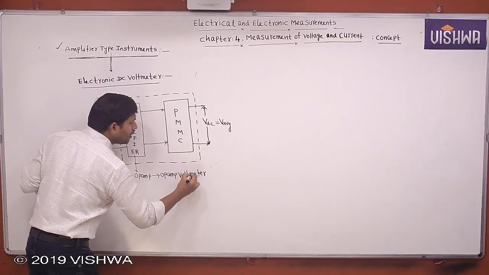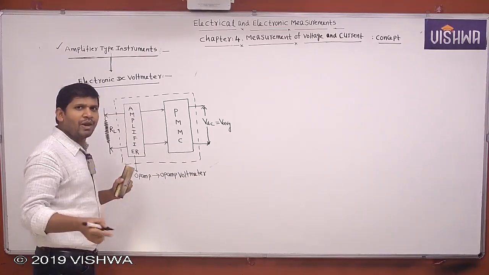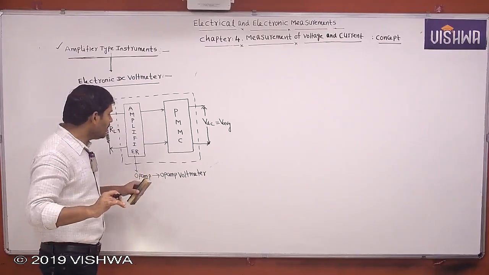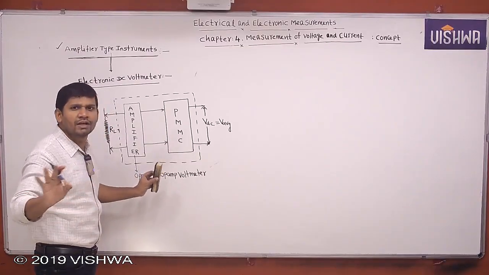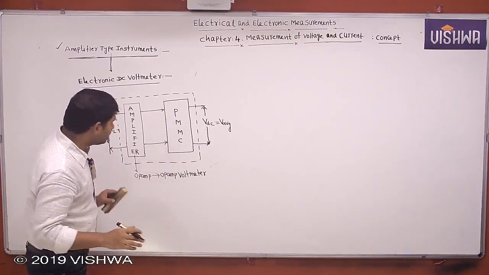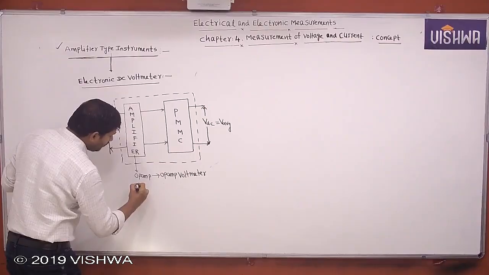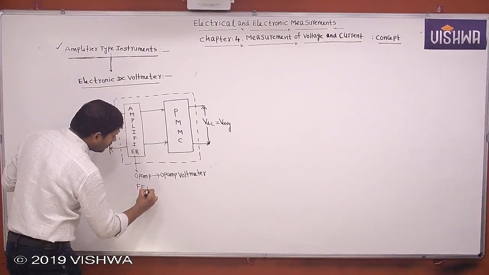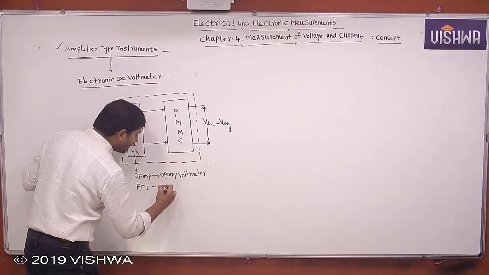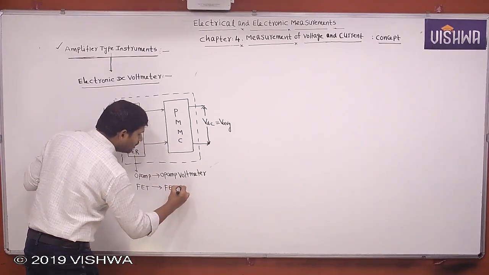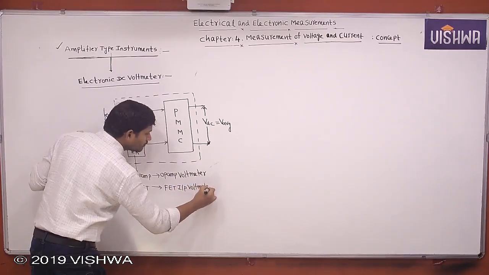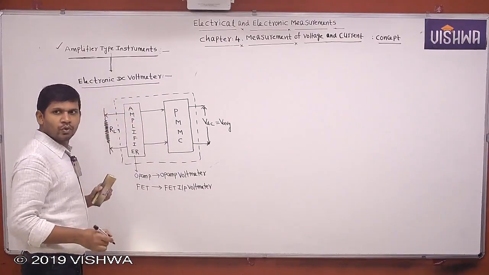That means, again, no need to tell op-amp electronic DC voltmeter. You can identify the op-amp voltmeter as one of the electronic DC voltmeters. It consists of an op-amp at the input side. We can also use FET as an amplifier. If FET is used as the amplifier in this, then it is called FET input voltmeter.